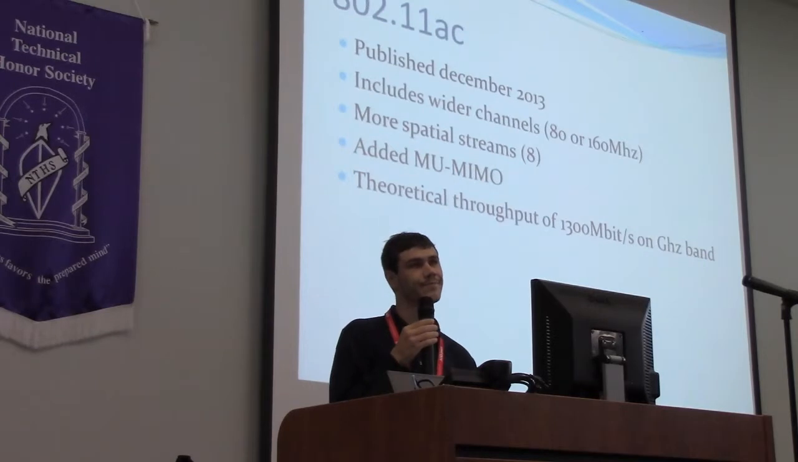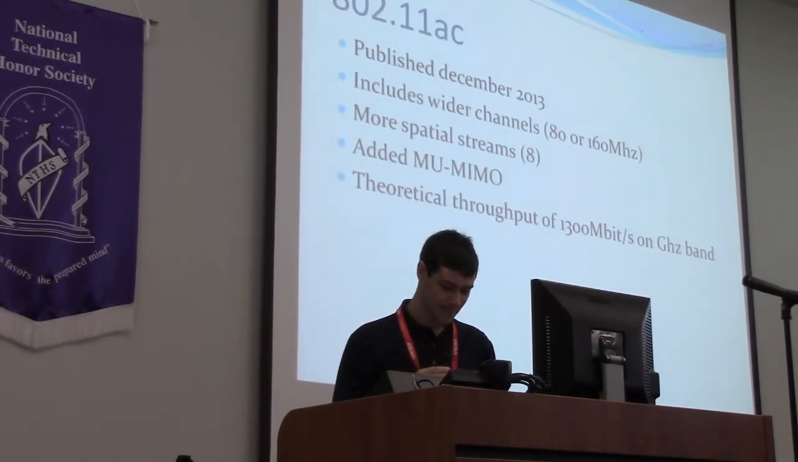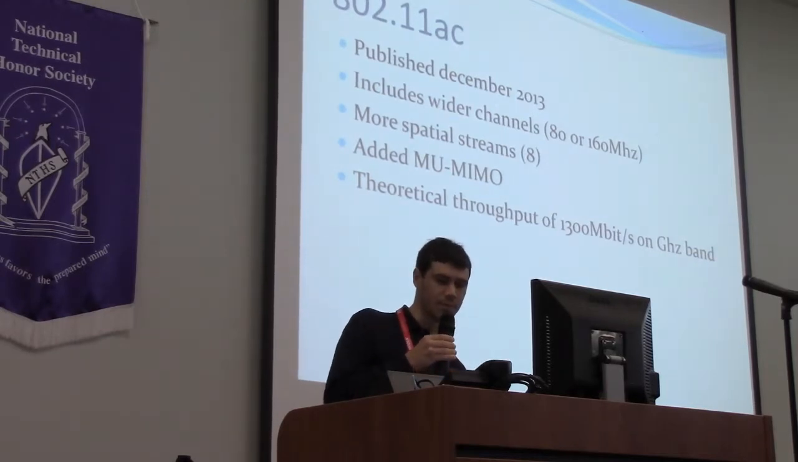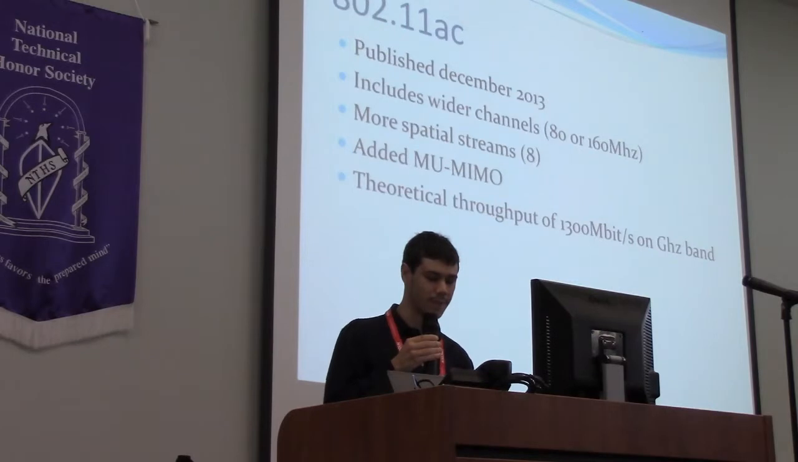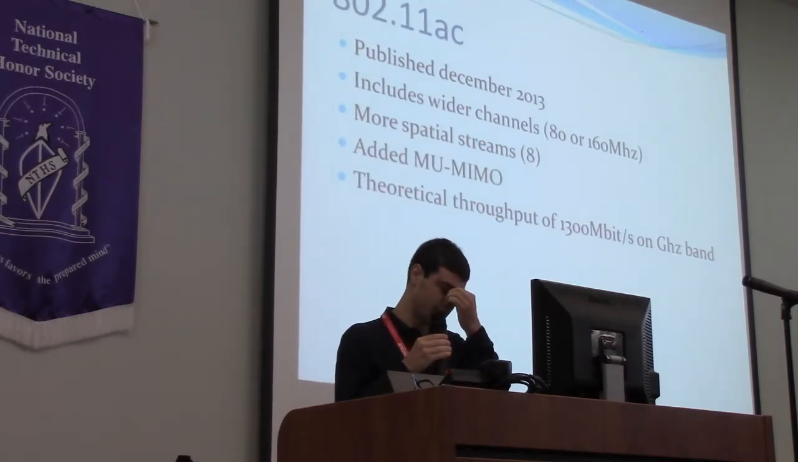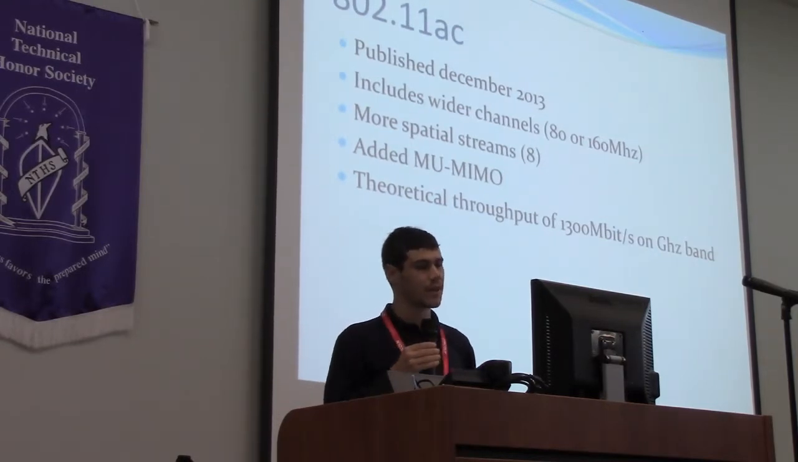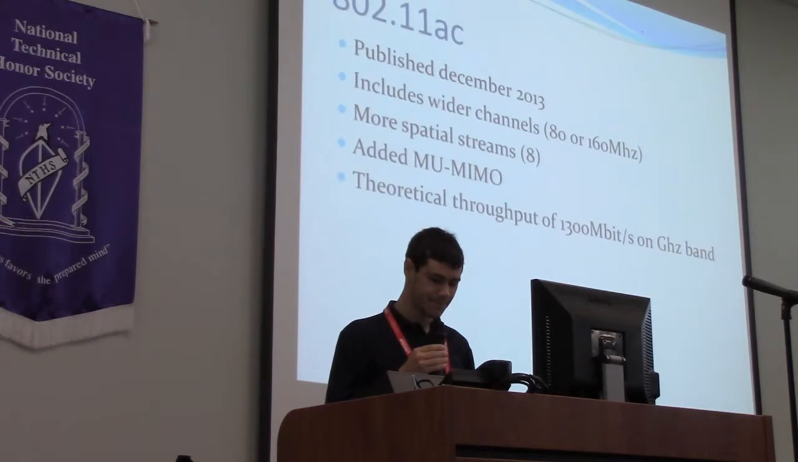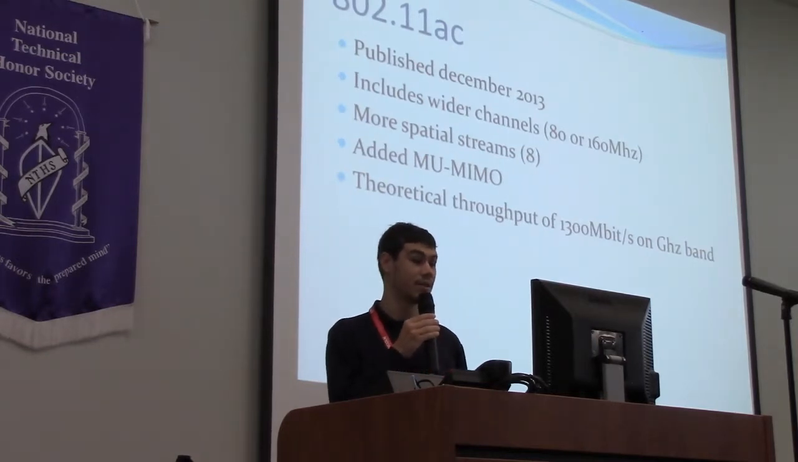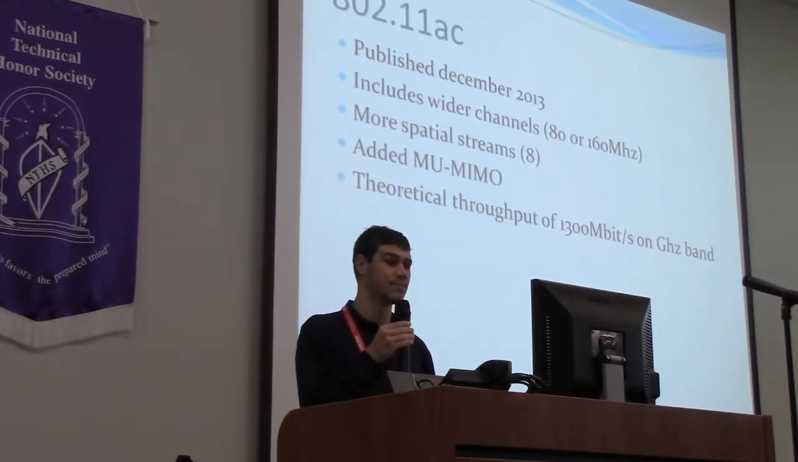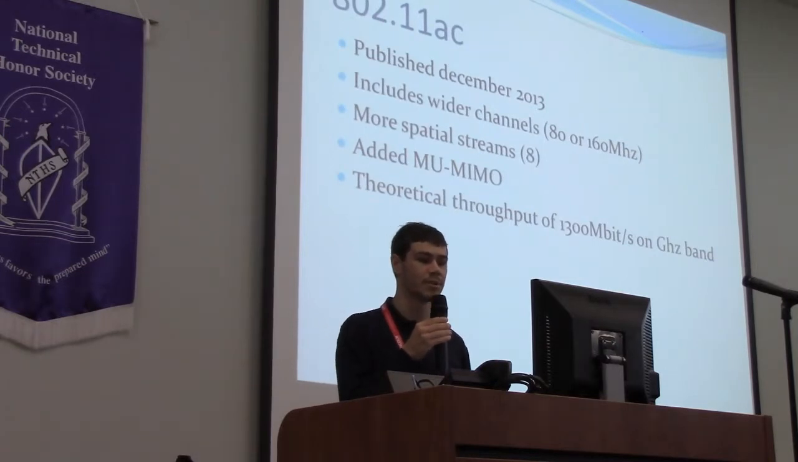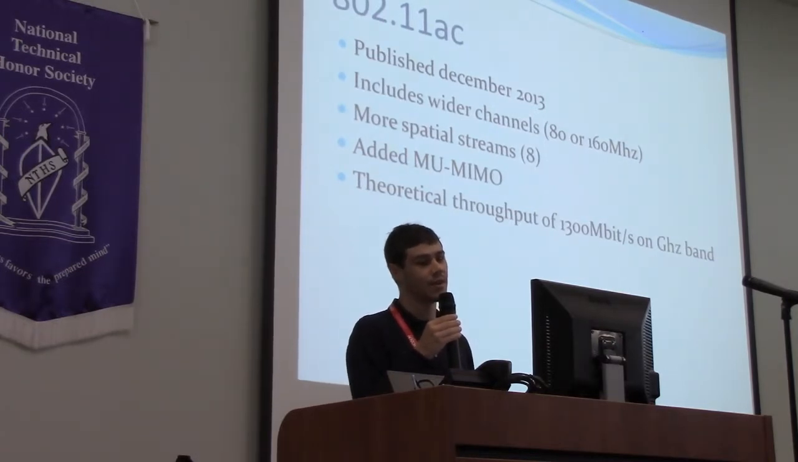The spatial streams are just different channels, basically. Whereas there's like 4 channels for 2.4 gigahertz, there's 8 channels for 802.11ac. The theoretical throughput is 1,300 megabits per second on a gigahertz band.